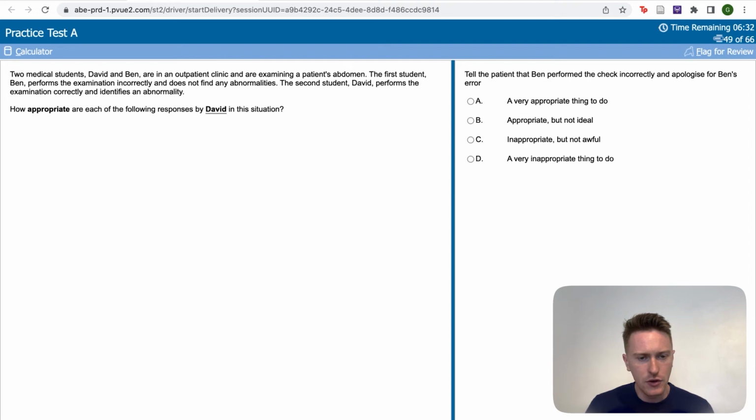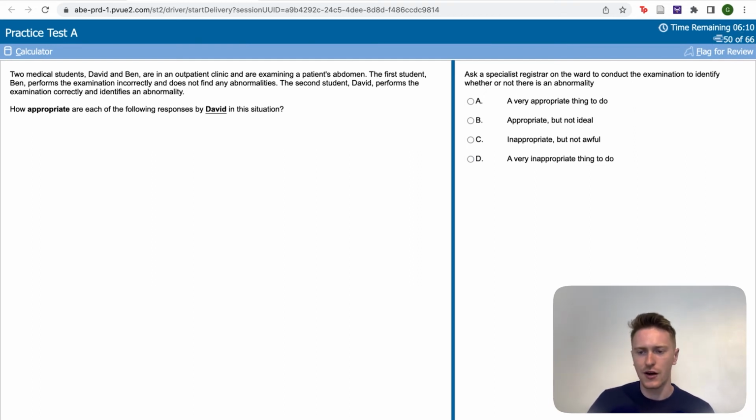Okay, great. Two medical students, David and Ben, in outpatients, they're examining. The first student performs it incorrectly, doesn't find it. The second student performs correctly and does find it. Okay, tell the patient that Ben performed incorrectly. This is inappropriate, I think it's very inappropriate. You're apologizing for Ben, fine, but you're sort of embarrassing him in front of the patient, and it doesn't need to be done. So I think it offers no benefit.